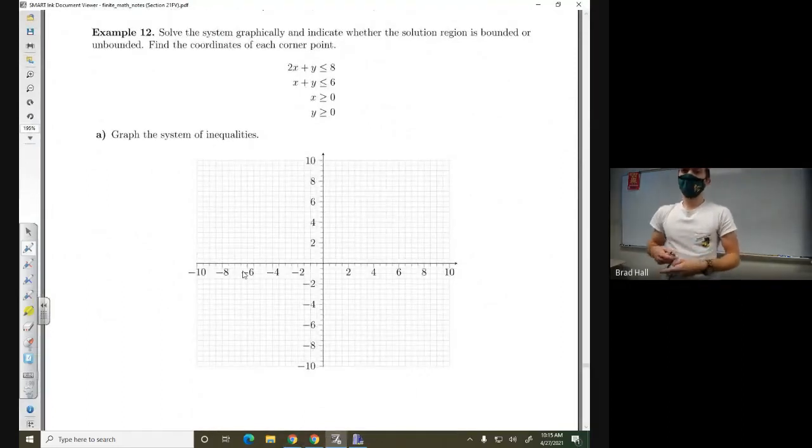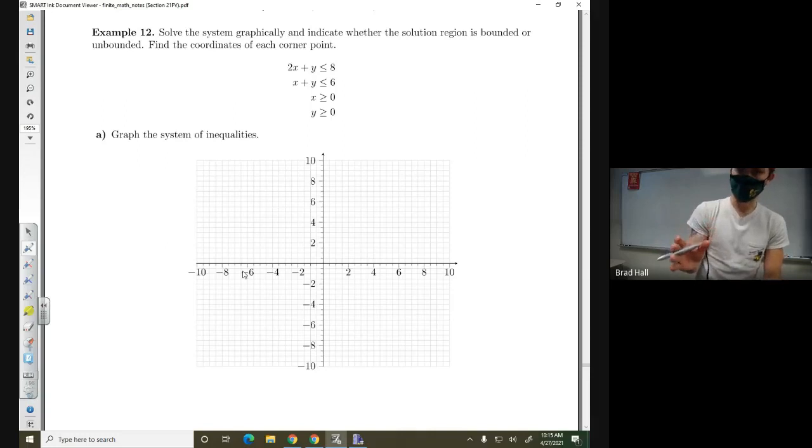So we want to solve this system graphically. They also want us to determine whether the solution region is bounded or unbounded, and then find the coordinates of each corner point. Okay, so we have a few instructions here. The first instruction, though, shouldn't be any different than what we've done before. They want us to graph this solution. It seems like a lot going on here.